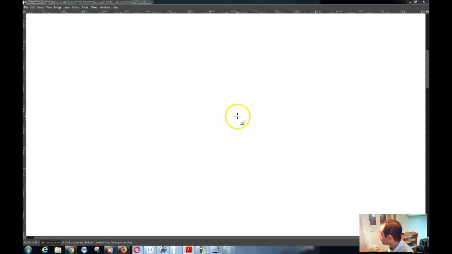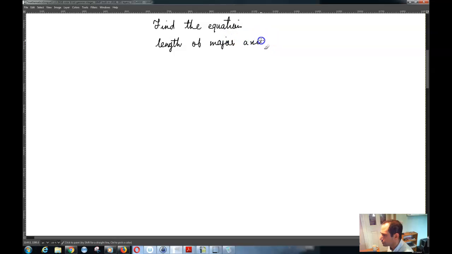So the next question that we have here is: find the equation of the ellipse whose length of the major axis is 20 and foci are at (0, plus or minus 5).